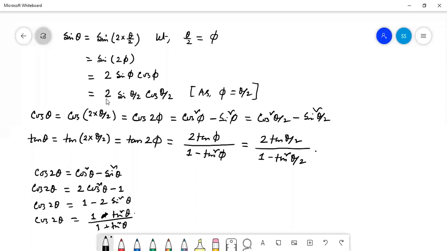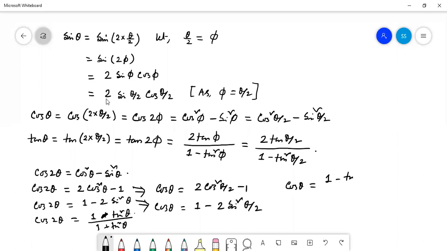So for cos theta, from here it is cos square theta by 2 minus sin square theta by 2. From here, we can write that cos theta can be written as 2 cos square theta by 2 minus 1. From here, cos theta can be written as 1 minus 2 sin square theta by 2. And from the last part, cos theta can be written as 1 minus tan square theta by 2 by 1 plus tan square theta by 2. Clear? These are the formulas for submultiple angles.